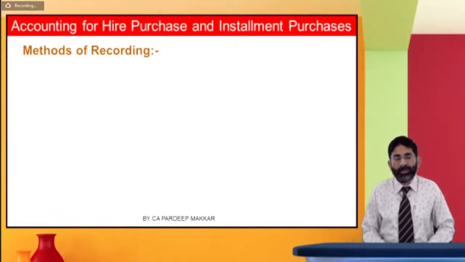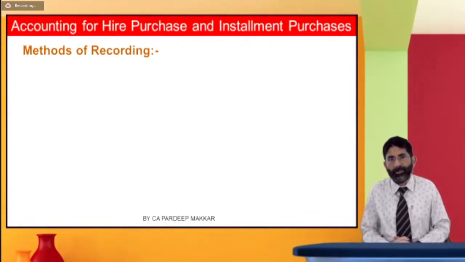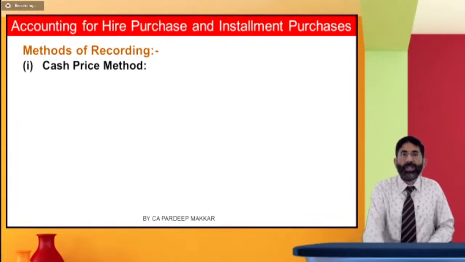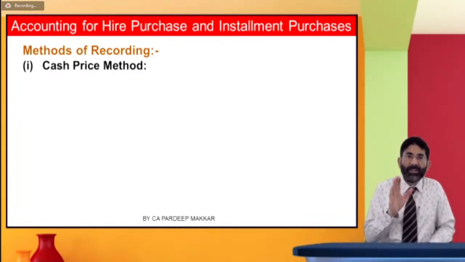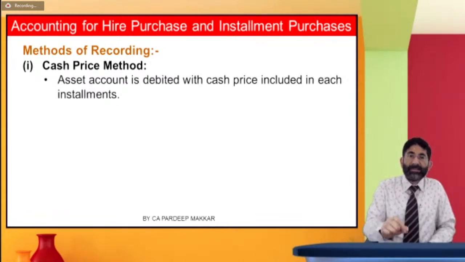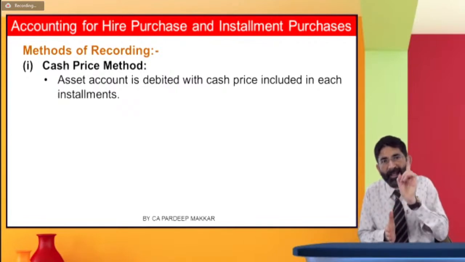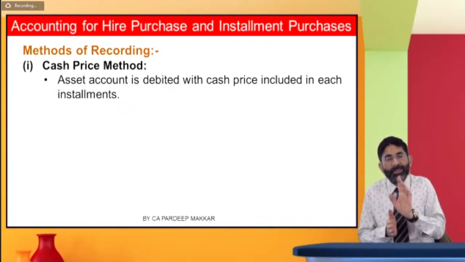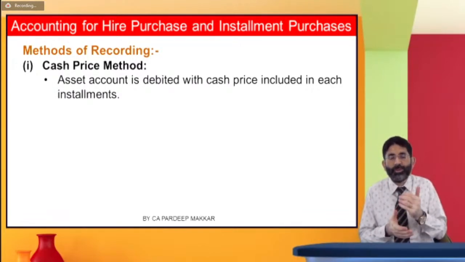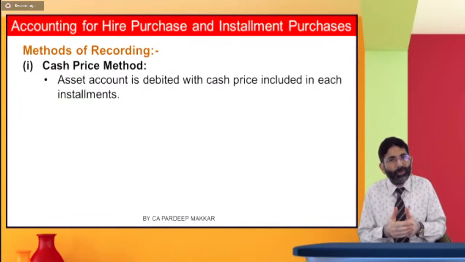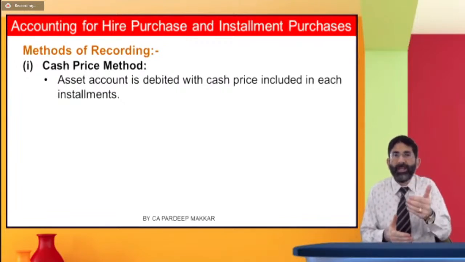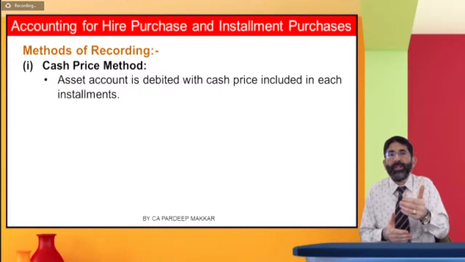Coming to method of recording. Now there are two methods of recording which you have to understand. First of all, cash price method. Cash price method is an important method. In this, the asset is debited with cash price. Whatever is the total cash price of goods, we have to debit our asset with that amount. Like in the given example, it will be rupees 10 lakhs. In the given example, it is 10 lakhs, meaning interest will not be included in it. We have to assume that the asset has been purchased by us and the value of the asset is the cash price, whatever we have to pay if it is to be purchased in one go.